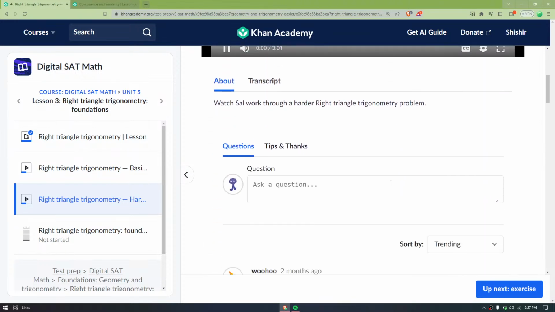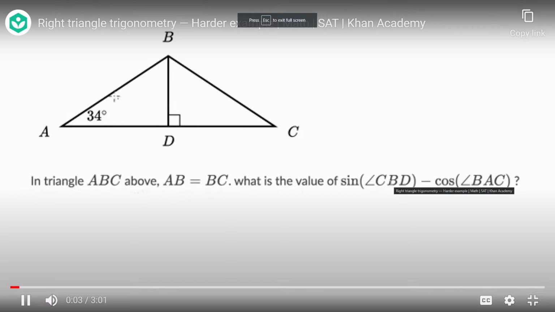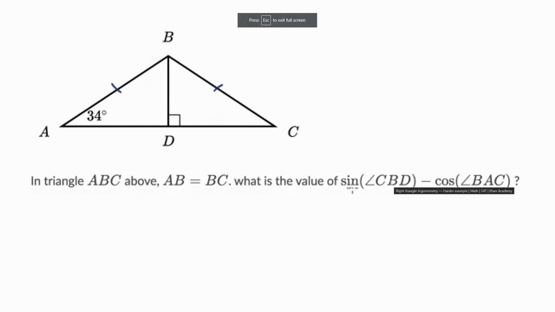In triangle ABC above, AB is equal to BC, so this is equal to that. What is the value of sine of angle CBD minus cosine of angle BAC? Pause this video and see if you can figure that out. All right, now let's work through this together. Before I even look at this expression on the right, let me figure out what else I know about this triangle. So I know what this angle is. It's going to be 34 degrees.